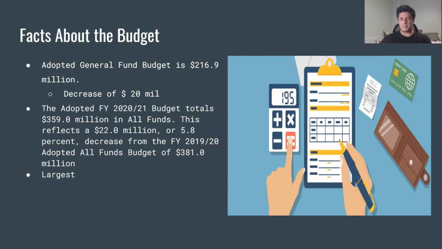As you know, some of the economy of the city is tourism and manufacturing. Those were two of the most heavily affected sides of the economy. The adopted budget equals $359 million in all funds. This reflects a 20 million or 5.8% decrease from the previous year's budget, which was $381 million.